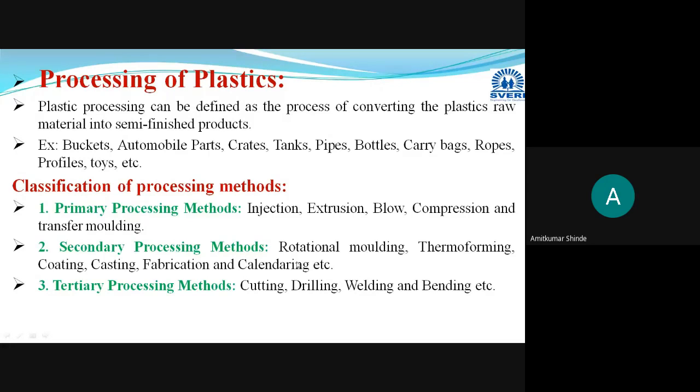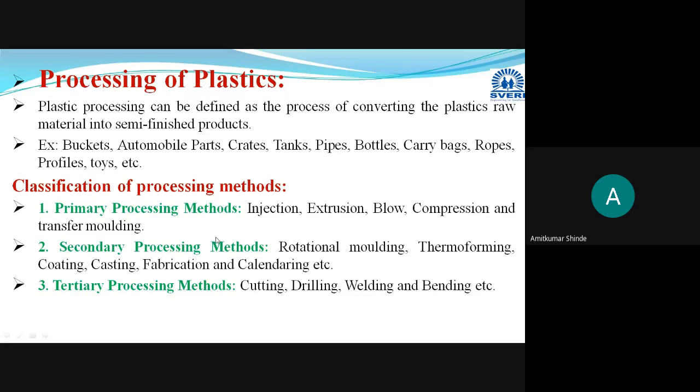And the third type of processing method will be tertiary processing methods. These are nothing but some extra operations we perform according to our need on that particular finished manufactured component. Suppose we are performing some cutting operation, then cutting, drilling, welding, then bending. These will come in the tertiary processing methods. So these are the three types of processing methods.